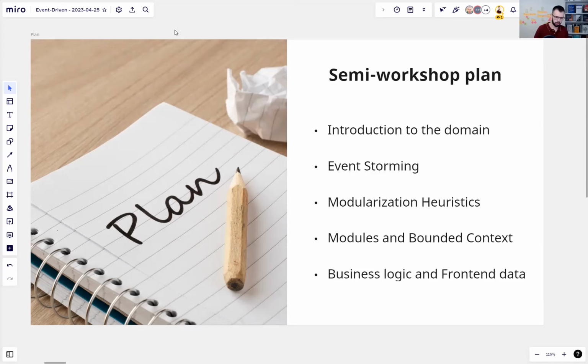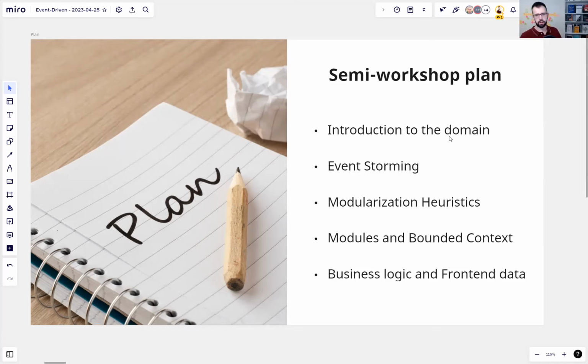At the end, I will describe how to handle communication between different modules, between different bounded contexts, regarding business logic and front-end data, because usually we have coupling on different levels, not only about very consistent rules. Sometimes we couple modules, for example, because we want to get some data from a different module, and we couple these modules very much.